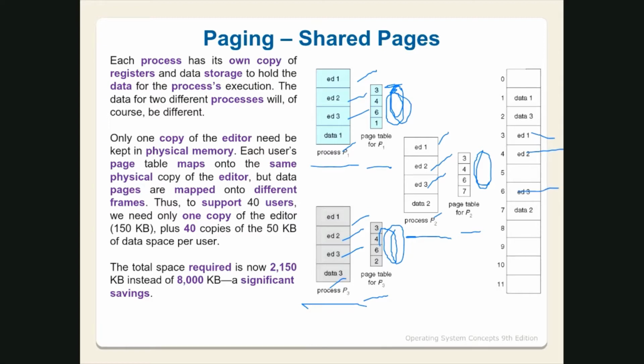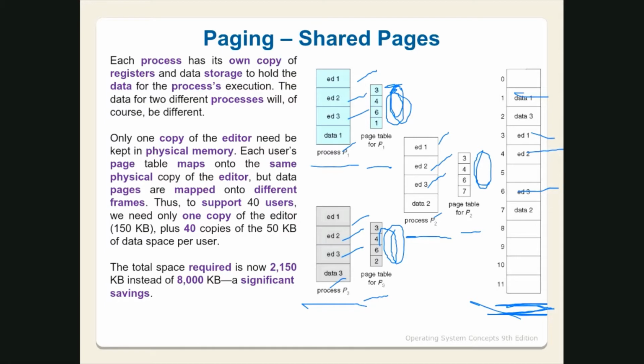But the data, data 1 is frame 1, data 2 here it comes, data 3. These are all different. Can you get the idea? So you're not going to keep 3 copies of editor 1, editor 2, editor 3. You're just keeping 1 copy in the physical memory. So that same frame is shared between the 3 processes.